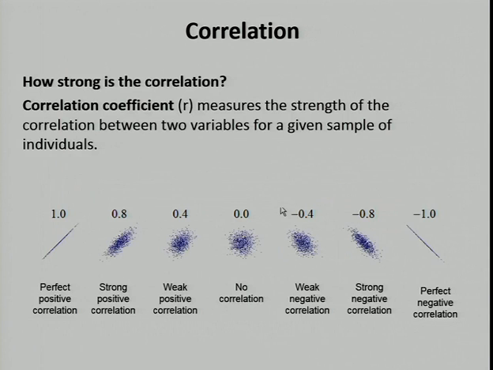Then we have strengths of correlations that can be different. So typically positive correlations would be numerically described like this, right? In the middle you would have none at all, so a value of 0. 1 would be perfect positive, -1 perfect negative. That's typically not something that you will find.